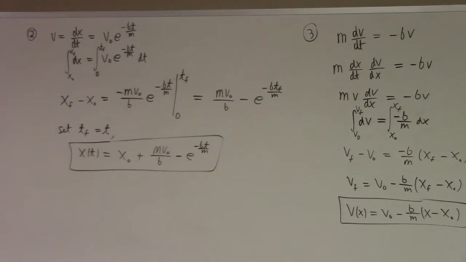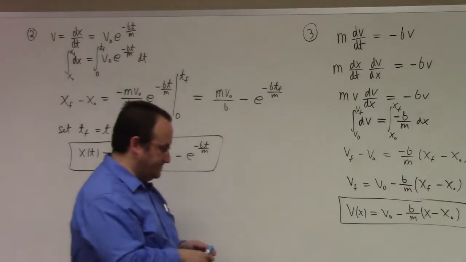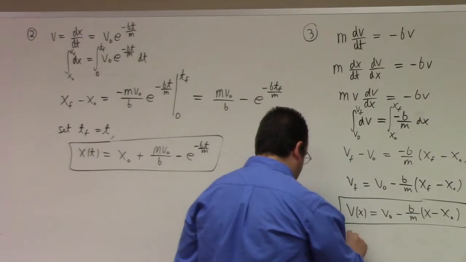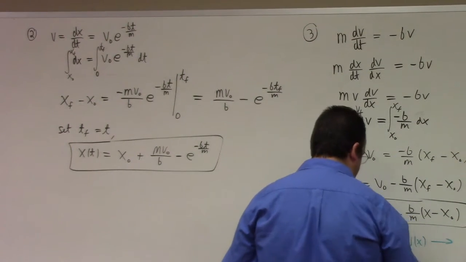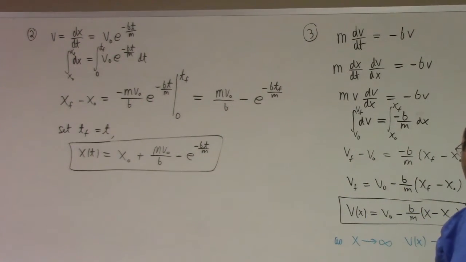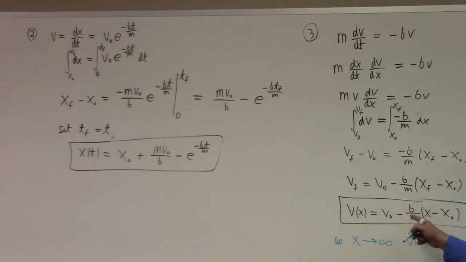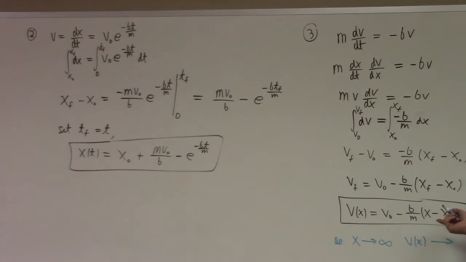Now, if you're not careful, I always try to point this out. Sometimes it's helpful to look at answers in terms of limiting cases, right? Like what happens as x goes to infinity in our answer for 3? If we're assuming that b and m are positive, so x naught is fixed, v naught is fixed, they're finite. What happens to this velocity as x goes to infinity?